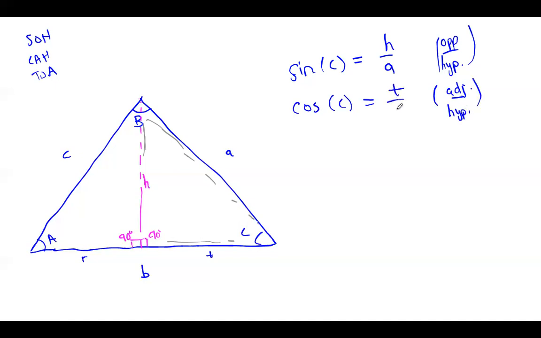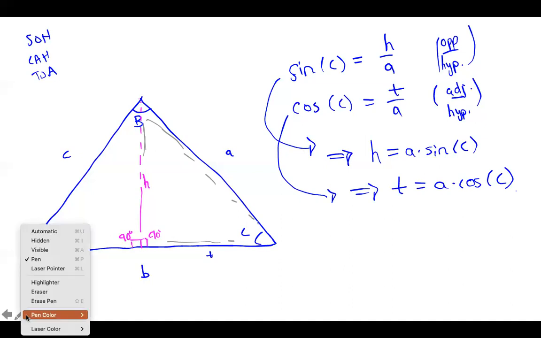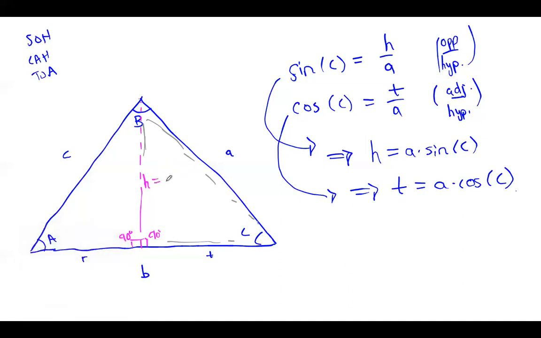So adjacent over A. If we rearrange, this is sine. This will imply H is equal to A times sine of C. And this cosine one will imply T equals A times cos of C. So now we can label that. Our H here is A times sine of C, and our T here is A times cos of C.